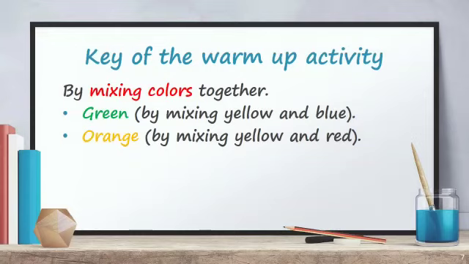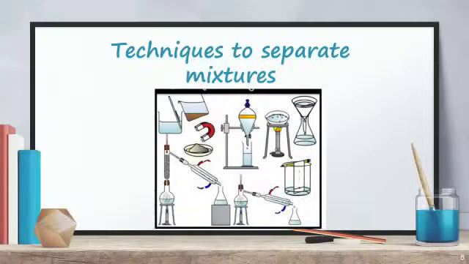Well, that's true. We will simply mix the colors, but we will mix the colors in fixed proportion. Like if we want to make a green color, we need to mix yellow and blue. If we want to make orange color out of the available paints, we need to mix yellow paint with red paint. I hope you find it quite interesting. So here we come to the techniques to separate different mixtures.